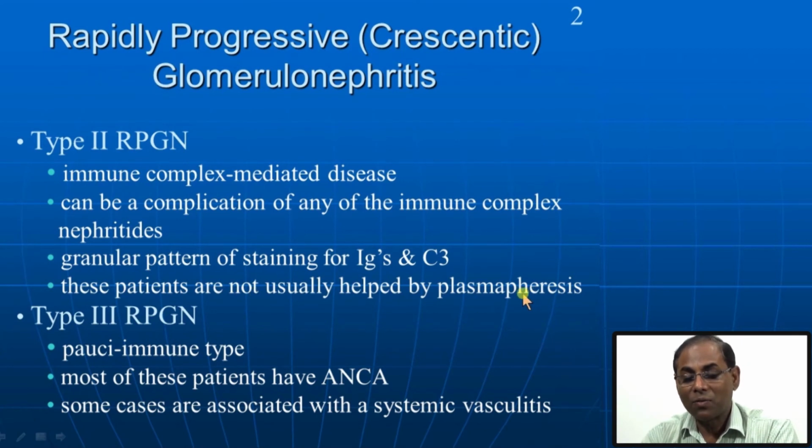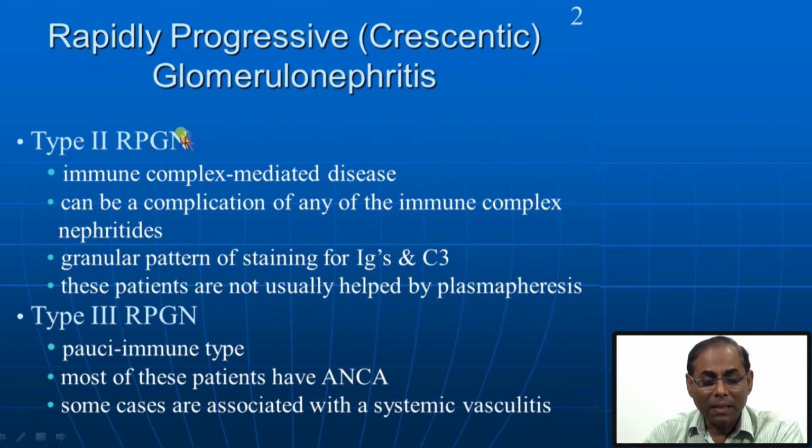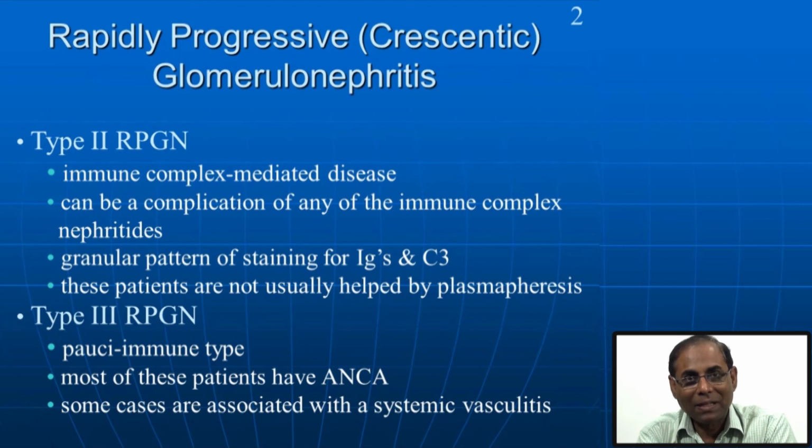These patients are not usually helped by plasmapheresis. So, this is the difference between type 1 and type 2 rapidly progressive glomerulonephritis or crescentic glomerulonephritis. The term RPGN, synonymous with rapidly progressive crescentic glomerulonephritis, is not favored much, but as the nephrology and clinical books still say this, for general appreciation I am mentioning RPGN, which indicates crescentic glomerulonephritis.